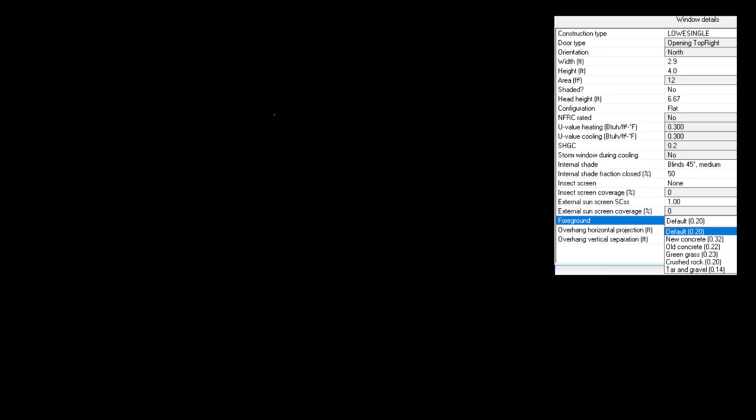Today we're going to be talking about foreground reflectance for windows for heat load calculations, aka albedo. Alright, so let's get into it. This is a very important concept because it is going to increase or reduce our overall heat load. As we saw in the previous video on heat load calculations for fenestration, windows present a very high amount of heat loss or heat gain. So that's why it's important.